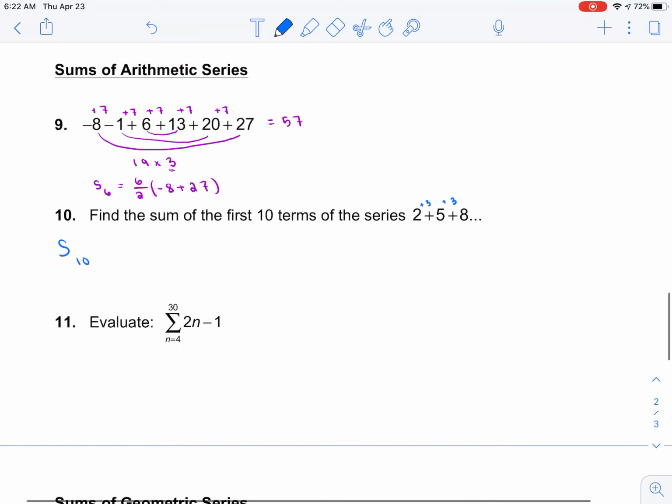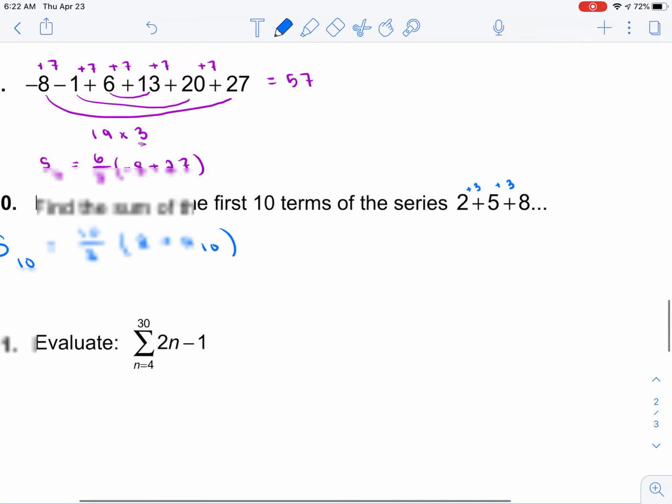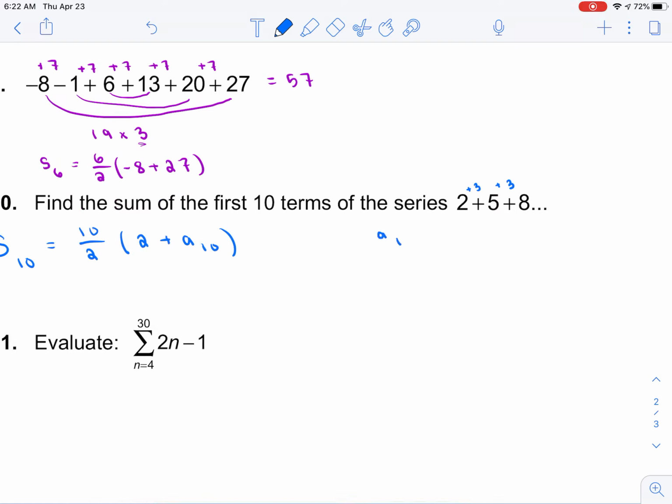So if that's the case, if I want to find the sum of 10 terms, I'm going to do 10 divided by 2. I need to know the first term, but then I need to know the 10th term. Now, for some of you, you may say, I'd rather just add 3. But remember, we have a formula for finding any term in the series. You're going to do a sub 10 equals the first term plus n minus 1, which in this case is 10 minus 1, times that common difference of 3.